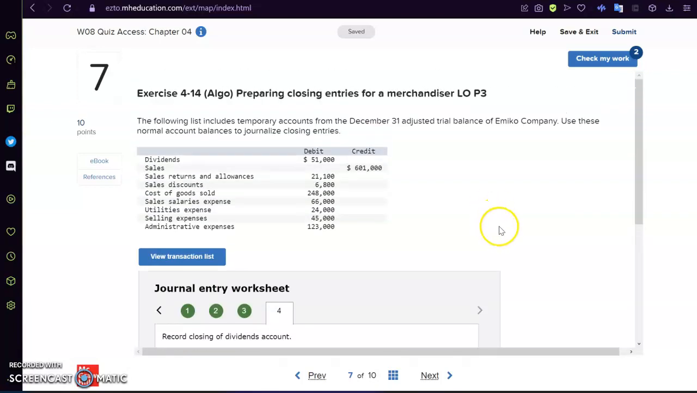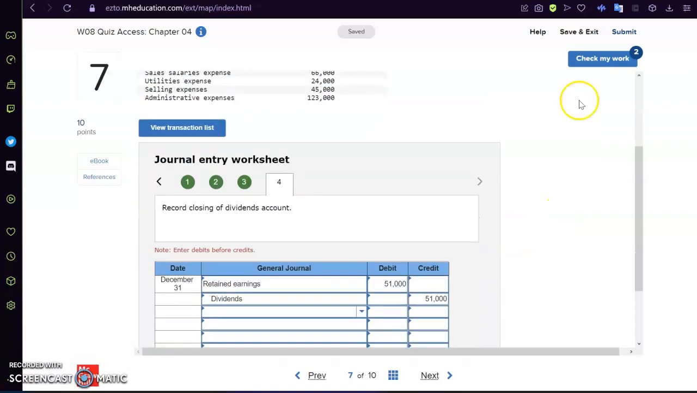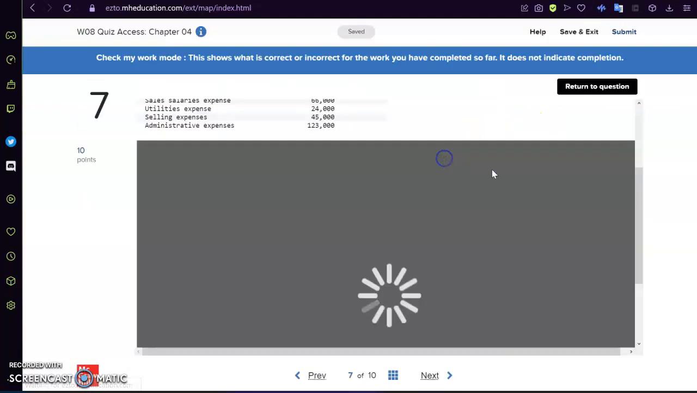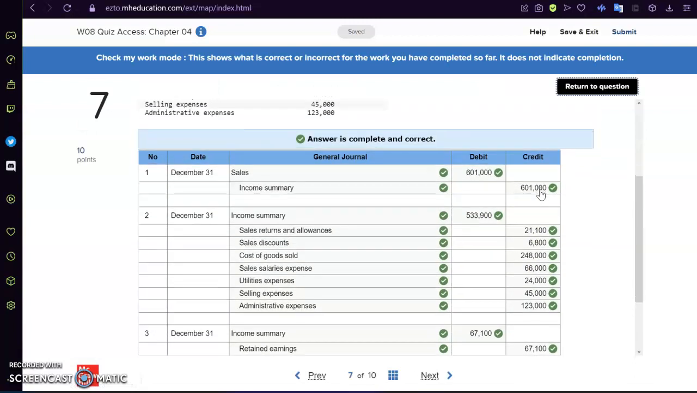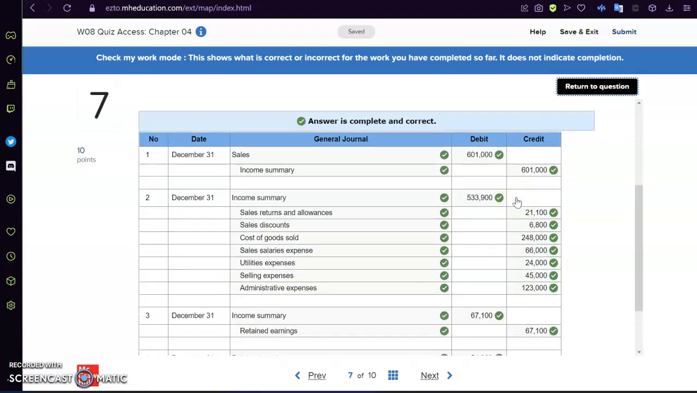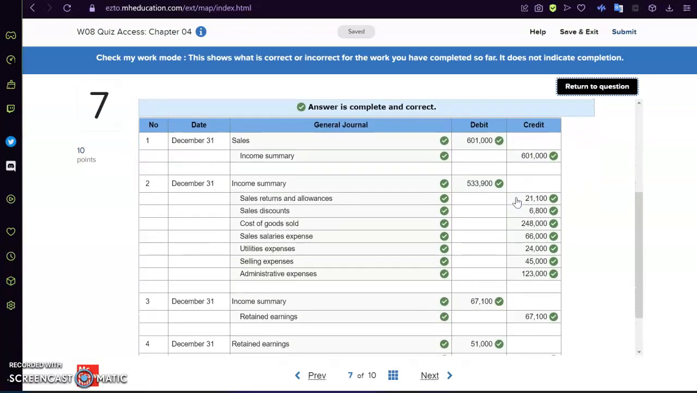So now you've closed all the accounts for Merchandiser, and I'm just going to check my work here. And it looks like we got it all right. So that is how you do it for number 7 for this week for the quiz access.